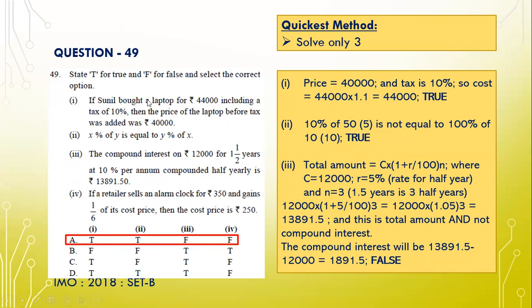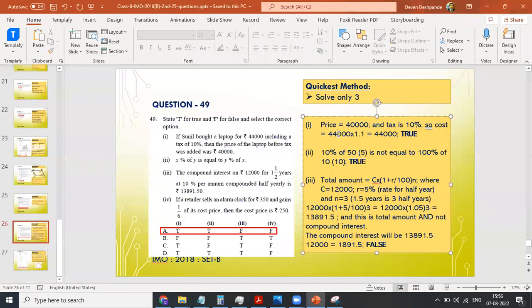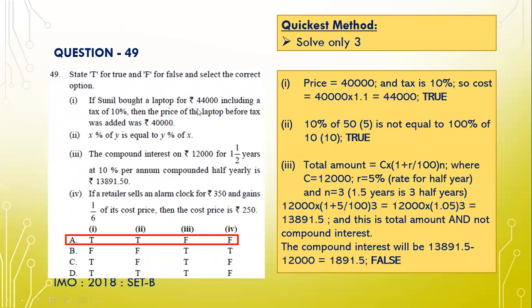So if Sunil bought a laptop for 44,000, including a tax of 10%, then the price of the laptop before tax was added was 40,000. Let's assume that this is true. So price was 40,000. Tax is 10%. So what is the cost? 40,000 into 1.1, because 10% is 10 upon 100, which is 0.1. So the total price is 1 plus 0.1, which is 1.1. So 40,000 into 1.1 is 44,000. So the first one is true.